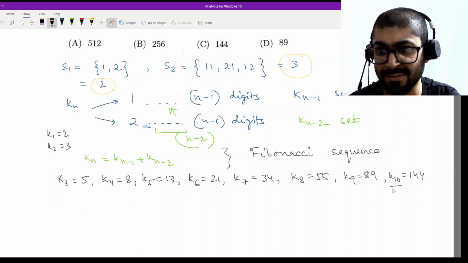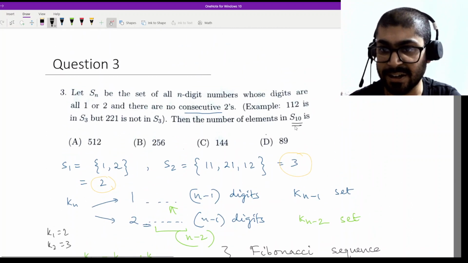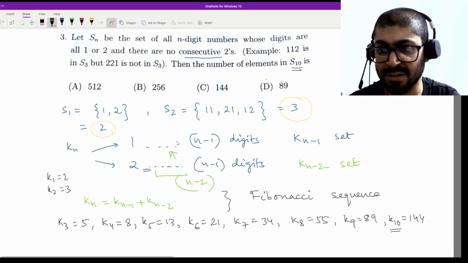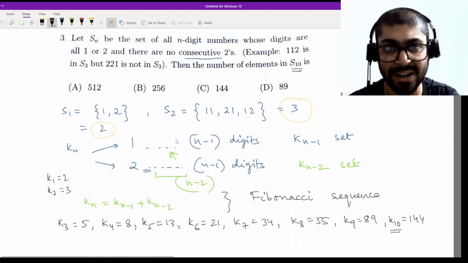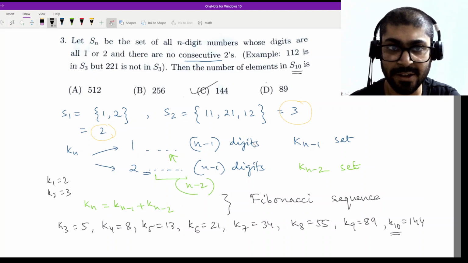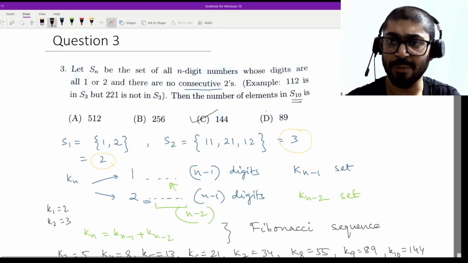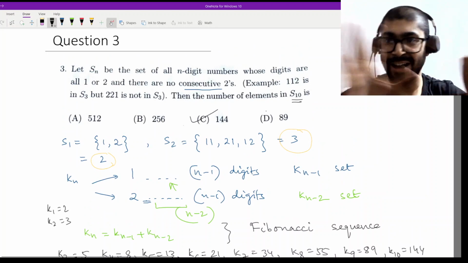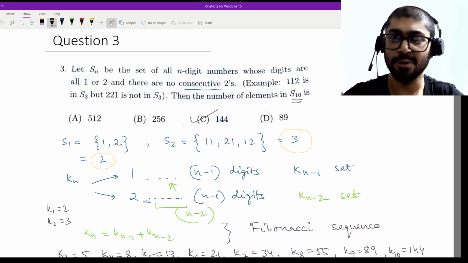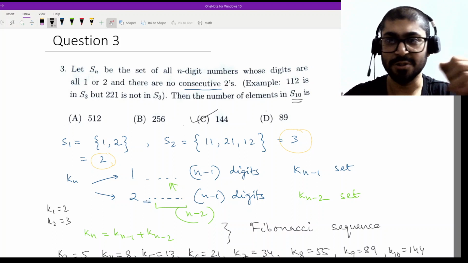Now check the options. I have to find the 10th term, the number of elements. There are 144 ways in which we can arrange the ones or twos, so there will be 144 unique elements. That is option C. Now this sum was solved by alluding to the Fibonacci sequence. This is a chapter you will find in slightly advanced textbooks, known as recurrence relations.